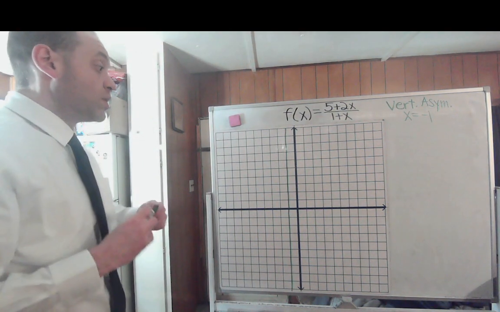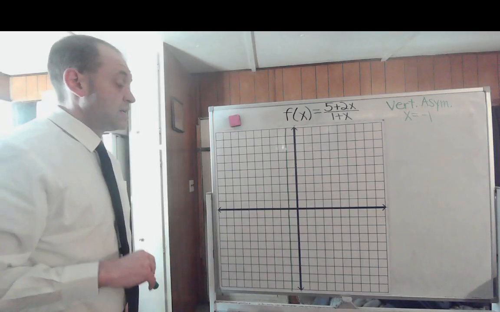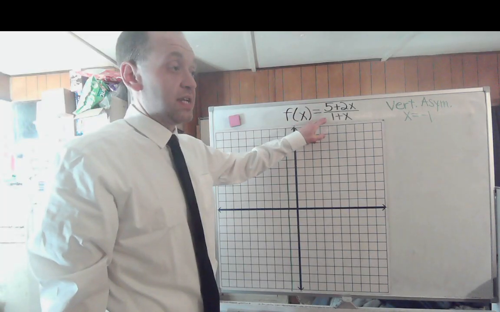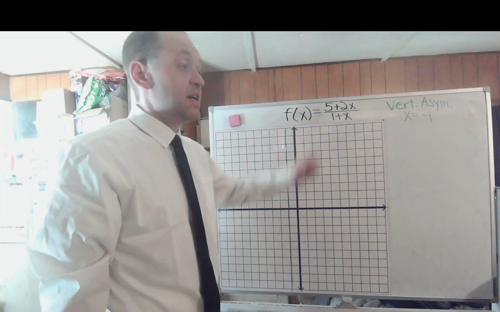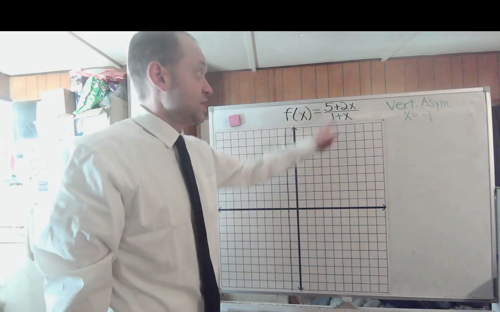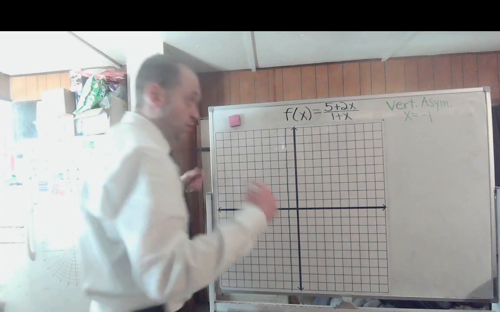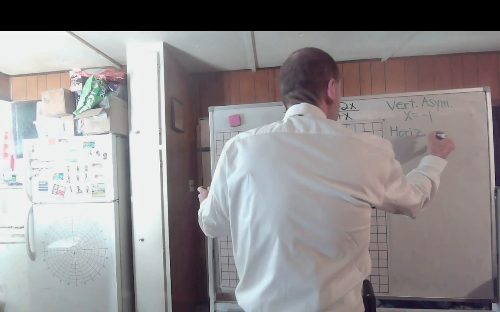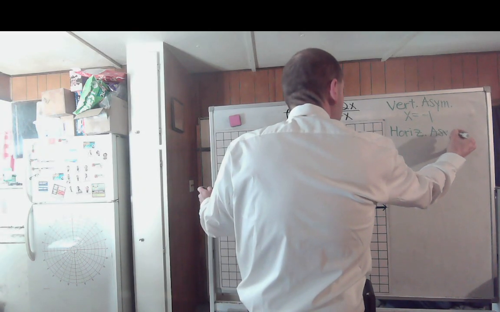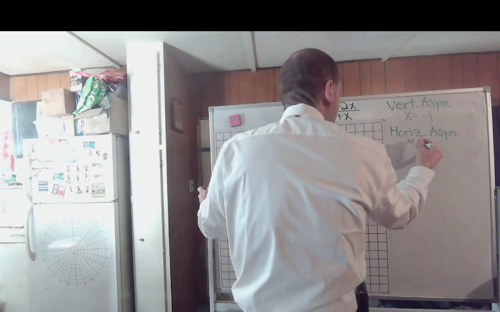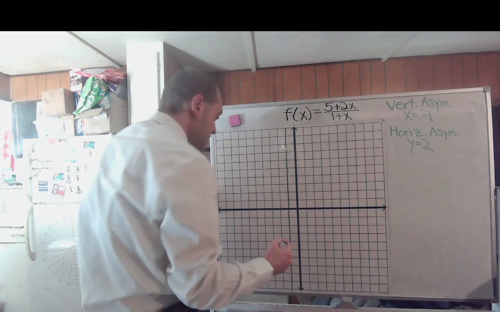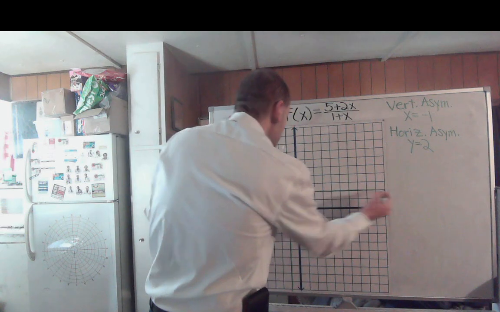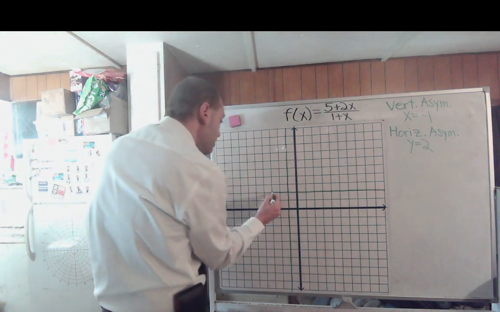Alright, now what about a horizontal asymptote? Whenever the degree of the numerator is the same as the degree of the denominator, which in this case it is, you just divide leading coefficients. So you would take 2 divided by 1, you would get a horizontal asymptote at y equals 2. So the horizontal asymptote in this case is going to be at y equals 2. All right, so let's draw y equals 2. There is our horizontal asymptote.